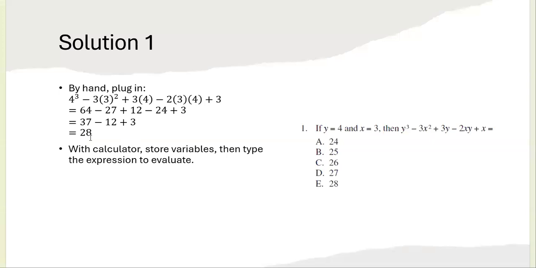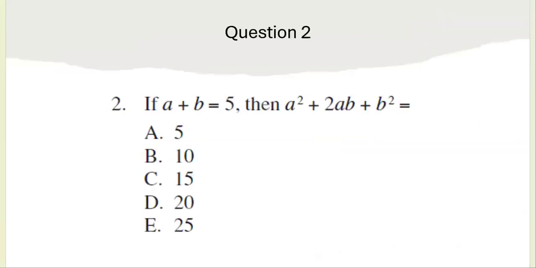So with a calculator, since I think you're still allowed to bring your own calculator, if not, then you just have to use the Desmos things or whatever. But if you're still allowed to bring your own calculator, you can store y as 4, x is 3, or you can pick any variable, it doesn't matter. You can pick A or B even, and then type this in, ask your calculator to evaluate it, even easier.